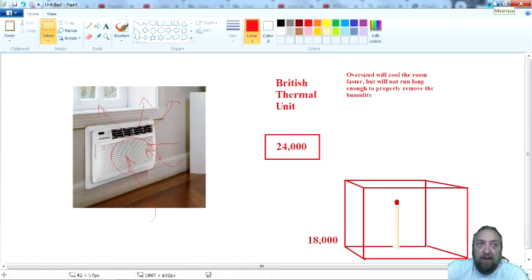So let's go back to the air conditioner. Customer does not agree that they bought the wrong size air conditioner.